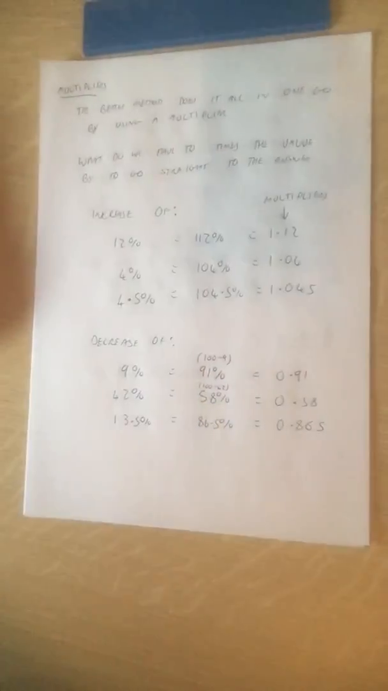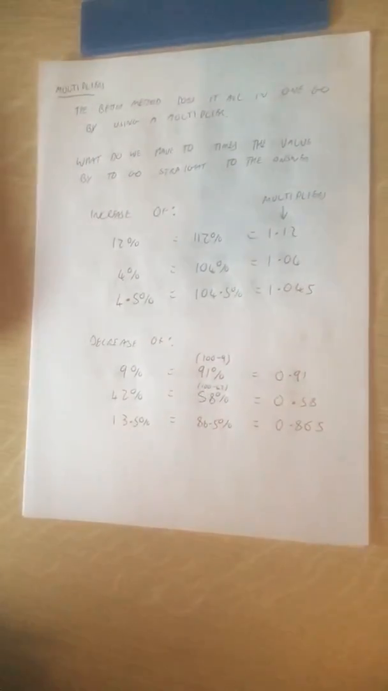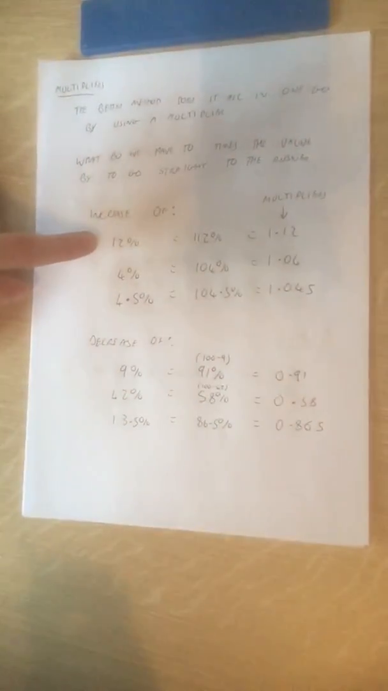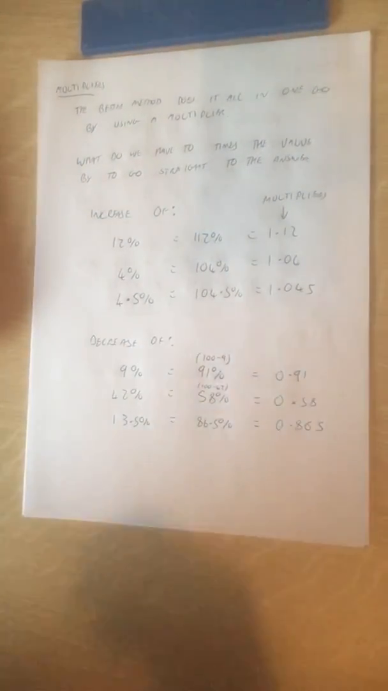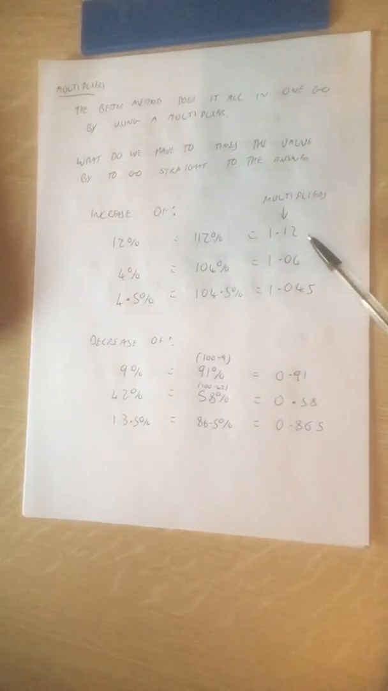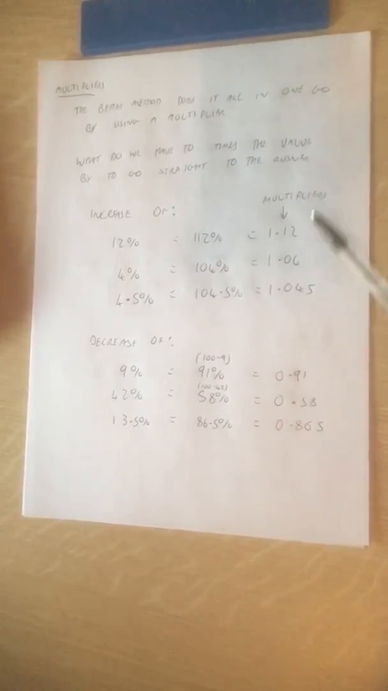So the better method does everything by using a multiplier. What we have to do is times the value by what we need to get straight to an answer. For example, if we're increasing something by 12%, we now have 112%, multiplier 1.12. Rather than finding 12% and adding it on, if we just times it by that, boom, we just found what we have to times the value by to go straight to the answer. It could not get easier.